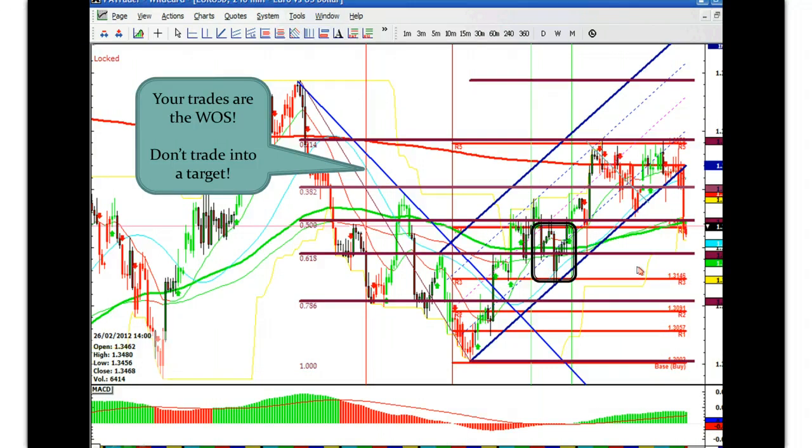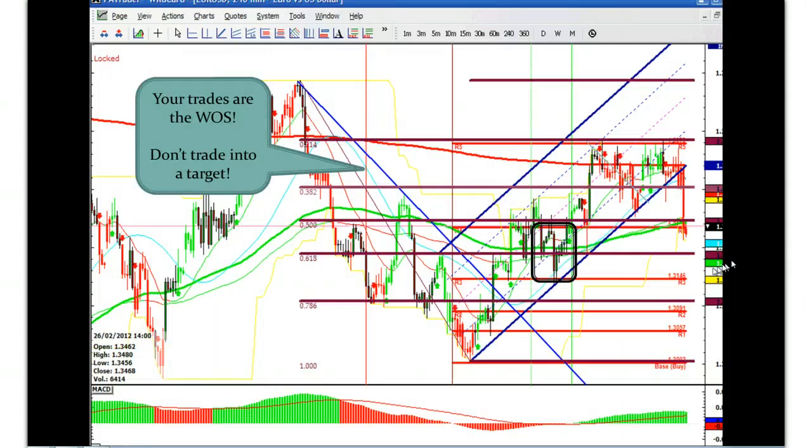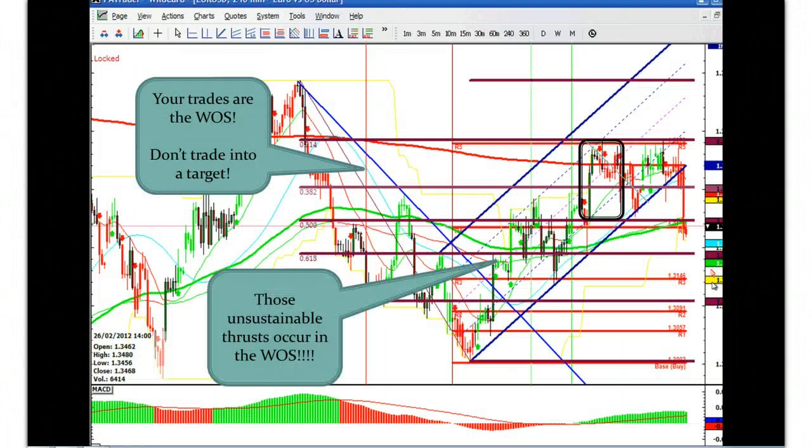So what do they do? They make the first one again. Then we get a break one more time. They make a break, and they're unsuccessful to get to the target. They pull all the way back down to here. Now this target is gone, and this target is still viable because we didn't hit it, and that's the overall target.